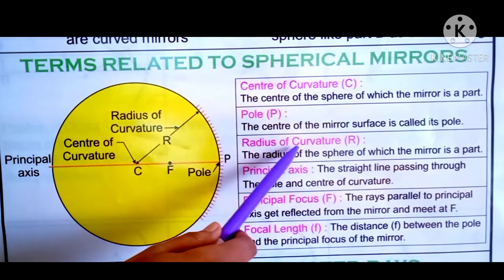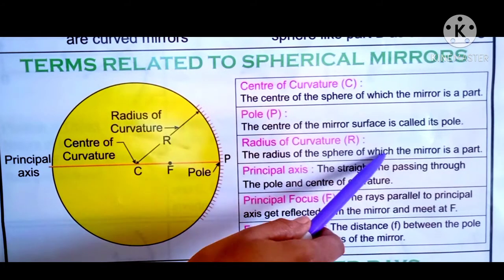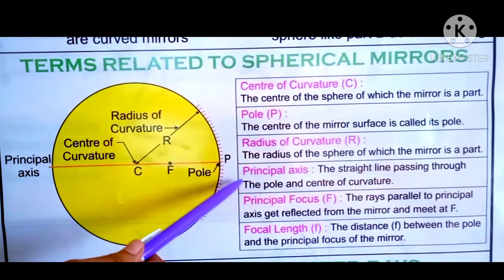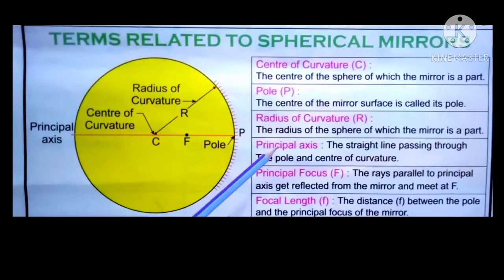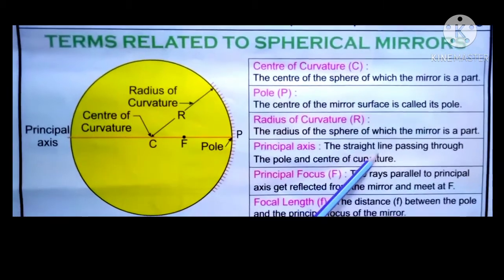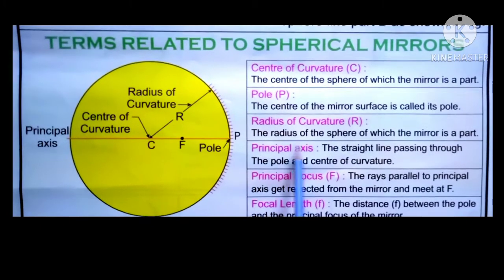What is radius of curvature? R. The radius of the sphere of which the mirror is a part is known as radius of curvature. What is principal axis? The straight line passing through the pole and the center of curvature is called principal axis.